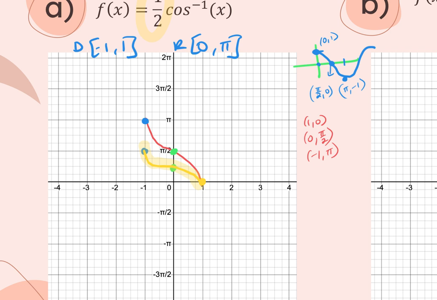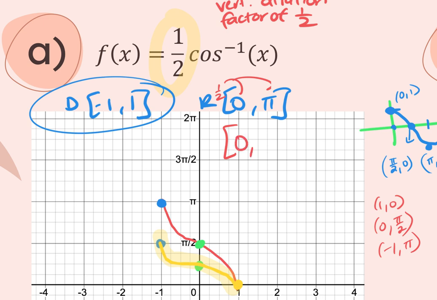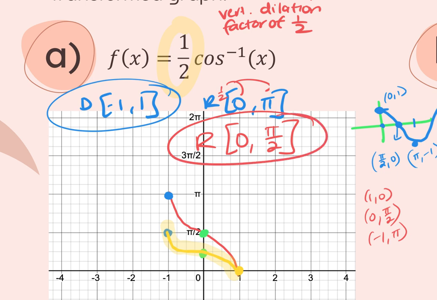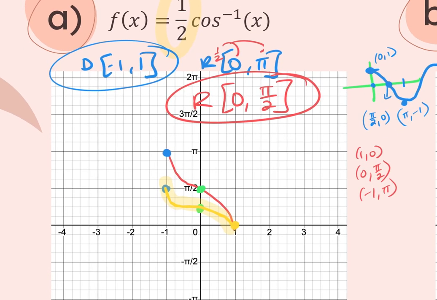So if I looked at that without looking at my graph, we said the domain is going to stay the same. Nothing happened to my domain with a vertical dilation. But my range is getting cut in half. So both of these get cut in half: 0 stays 0, and pi goes to pi over 2. And then look at your graph. My x values went from -1 to 1, so domain stays the same. But my y values went from 0 to pi over 2, which matches the range.